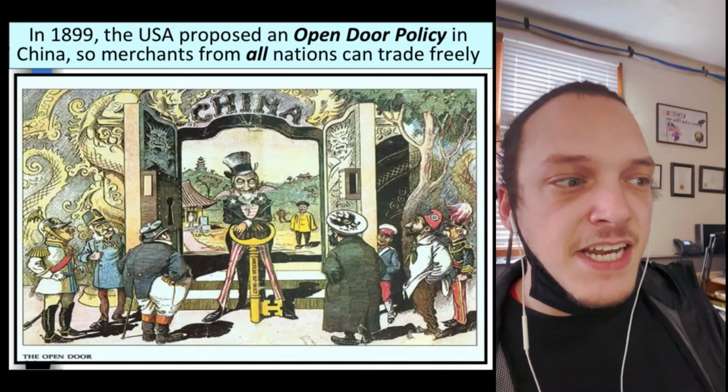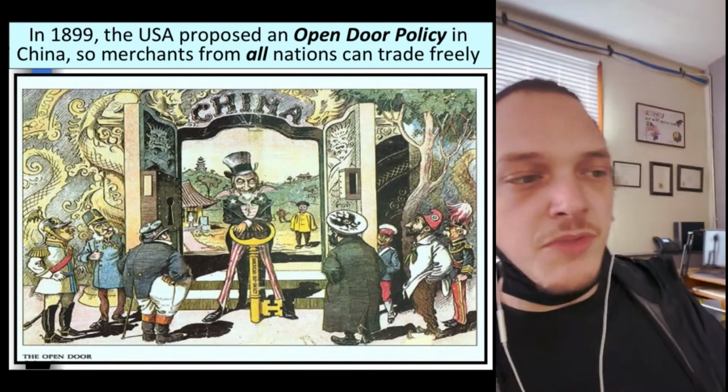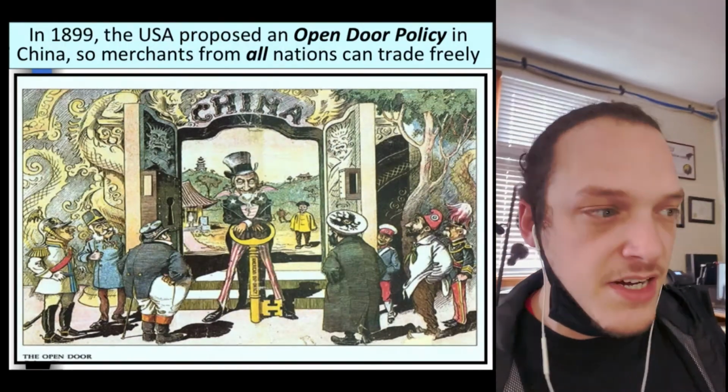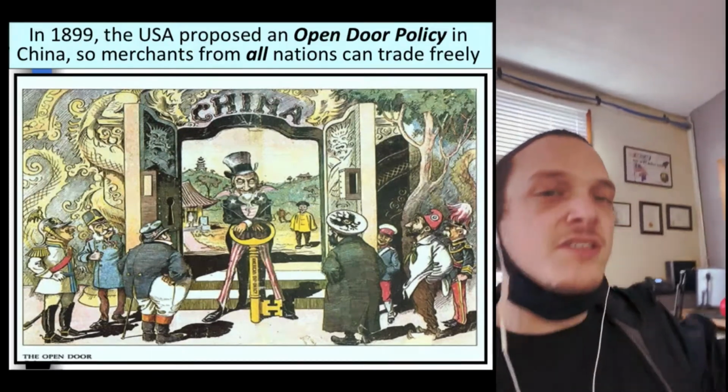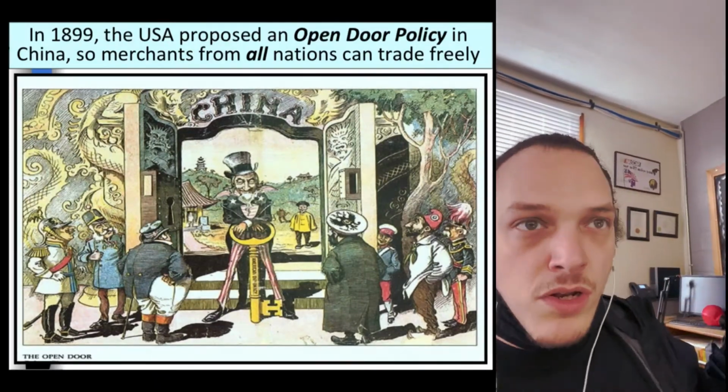So in 1899, the United States proposed something called an open door policy in China, so that every single nation could trade freely amongst themselves within the nation, and it wouldn't cause conflict or tension. This is great, right? All the countries get to do exactly what they want to do in China, and you don't have any fear from war, right?